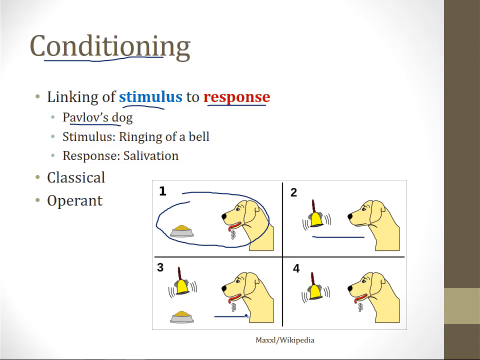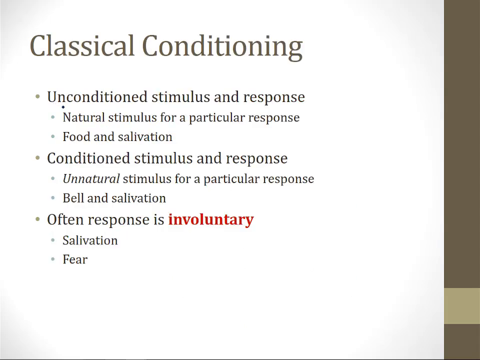And then over time, he was able to remove the food and just ring a bell, and the dog would salivate. So this is called conditioning. What Pavlov did was he conditioned his dog to salivate whenever he rang the bell. And that's an example of classical conditioning. There's also another type of conditioning called operant conditioning, and we'll talk about both of these forms of conditioning in the next few slides. Classical conditioning involves an unconditioned stimulus and response and a conditioned stimulus and response.